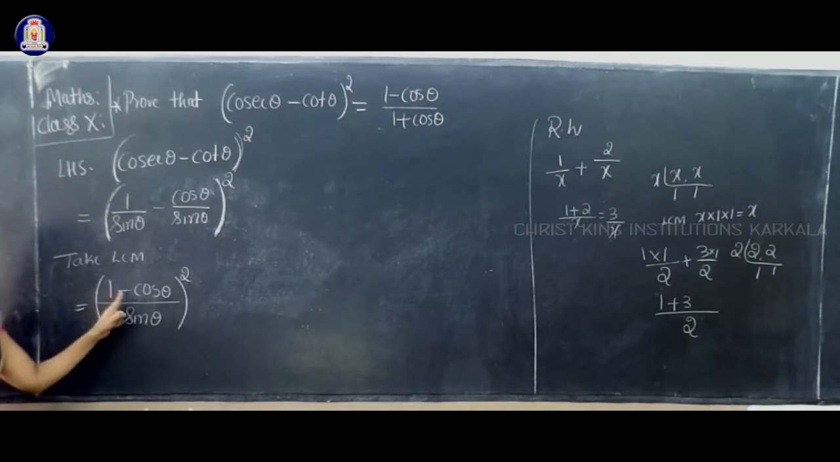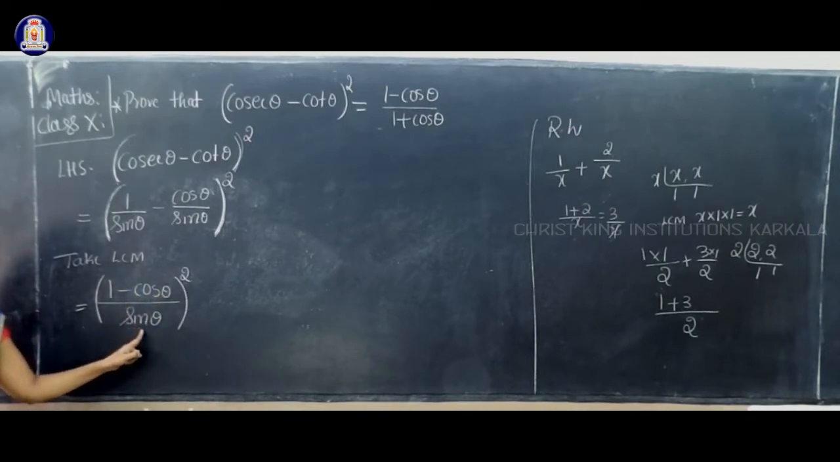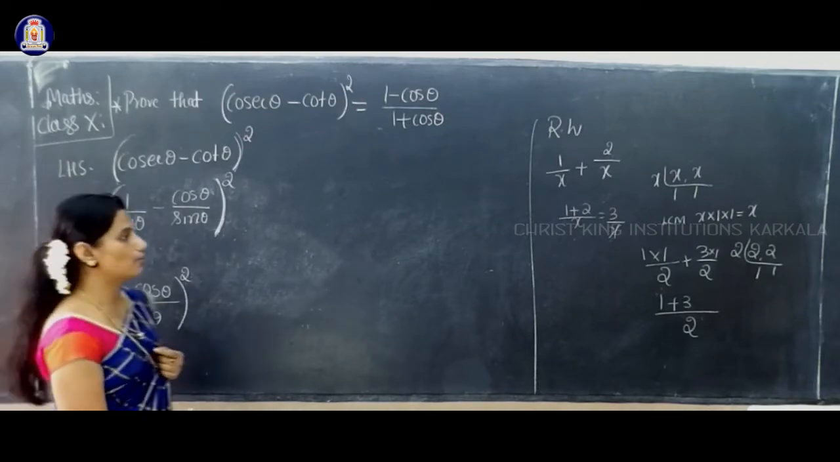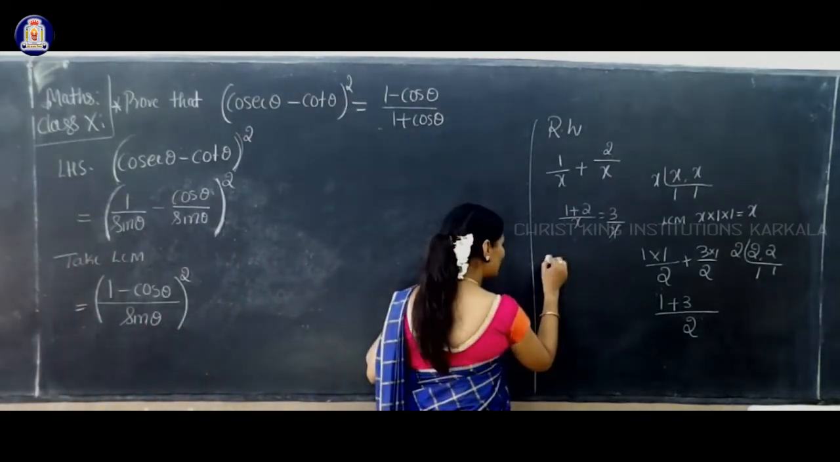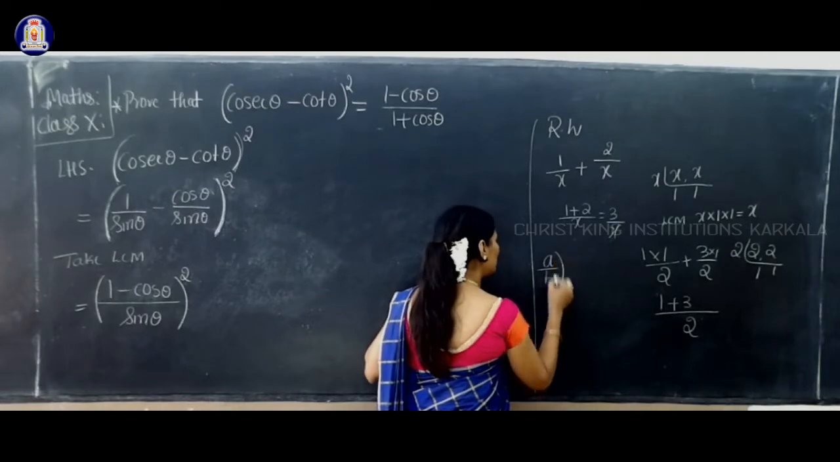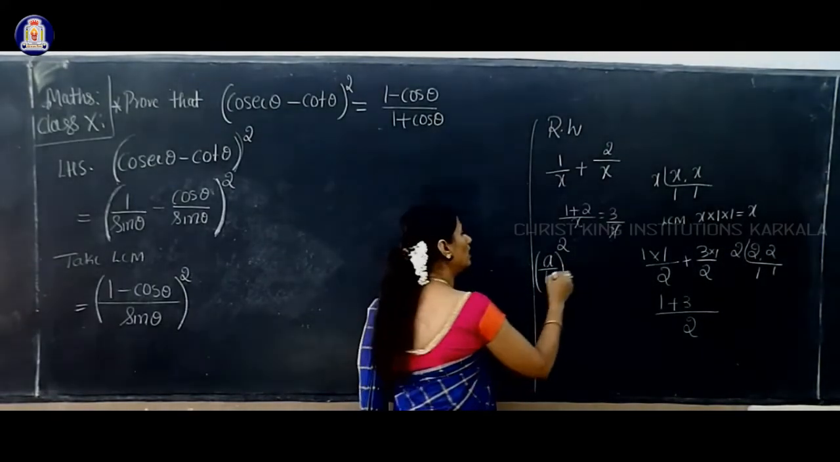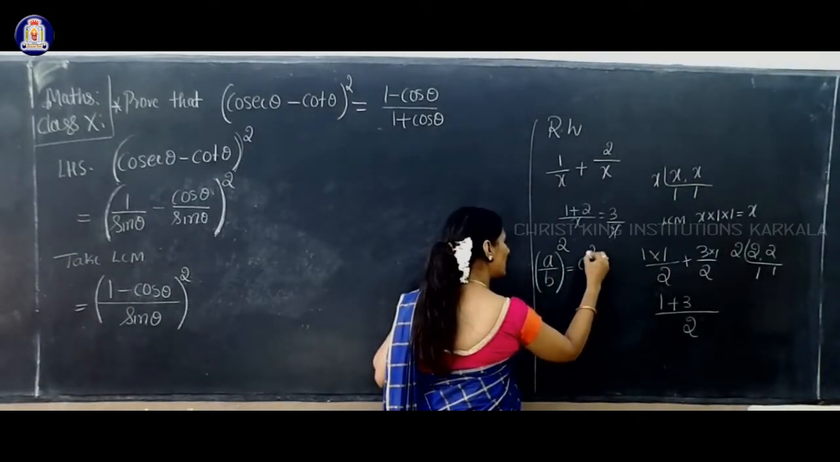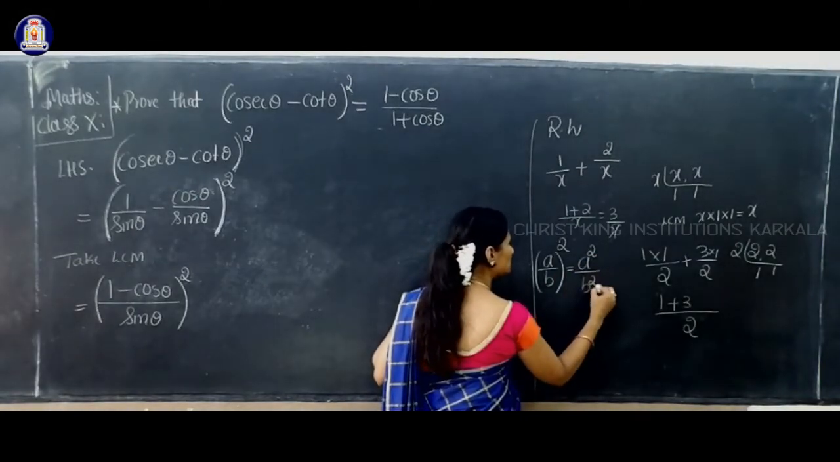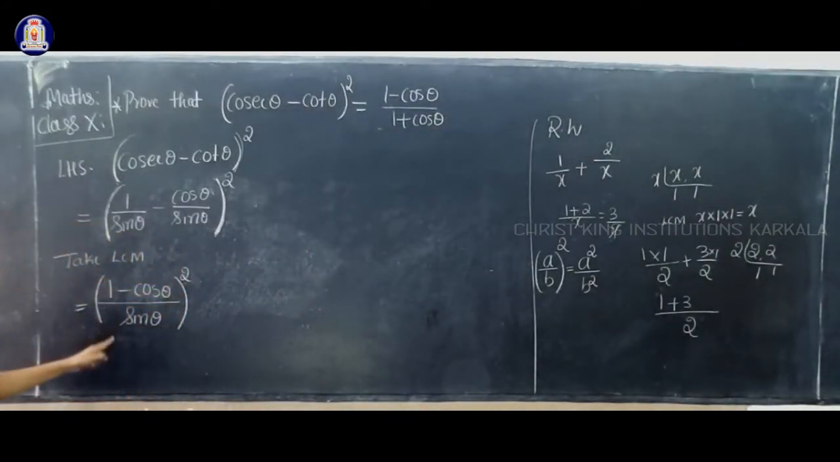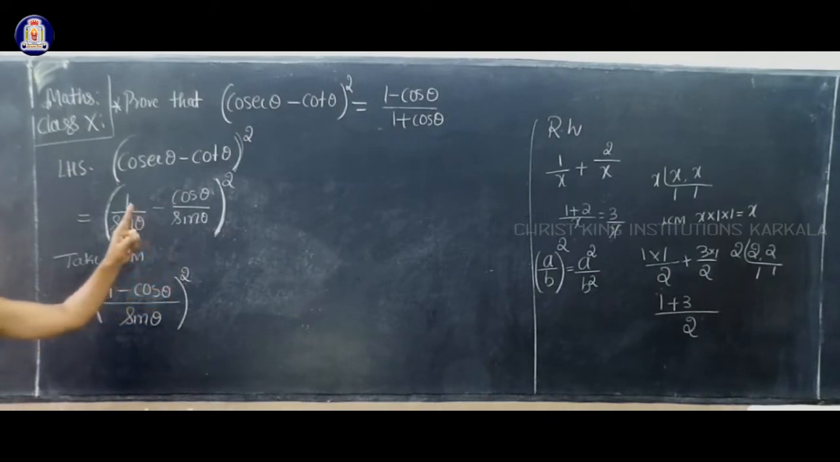This is 1 minus cos theta divided by sin theta, whole square. So now here which formula to use? By using A divided by B whole square. If it is A divided by B whole square, how can we write this one? It is A square divided by B square. You know this one, right? There are many problems we simplified of this type. So A divided by B whole square is equal to A square divided by B square, right?